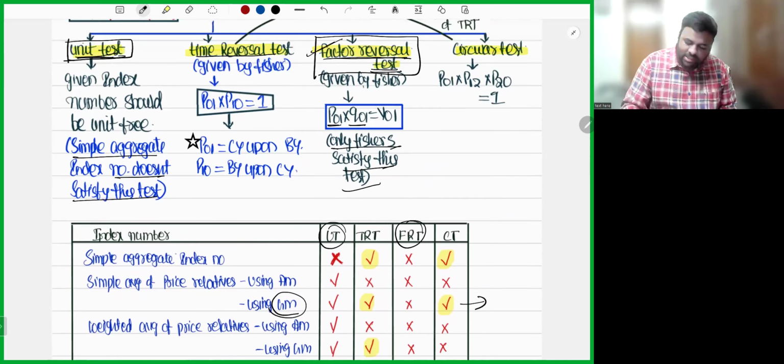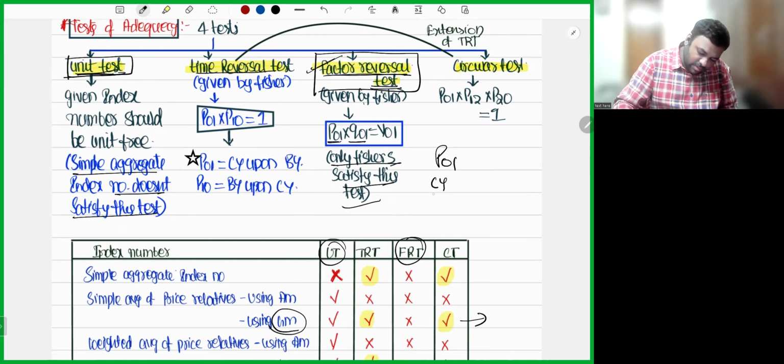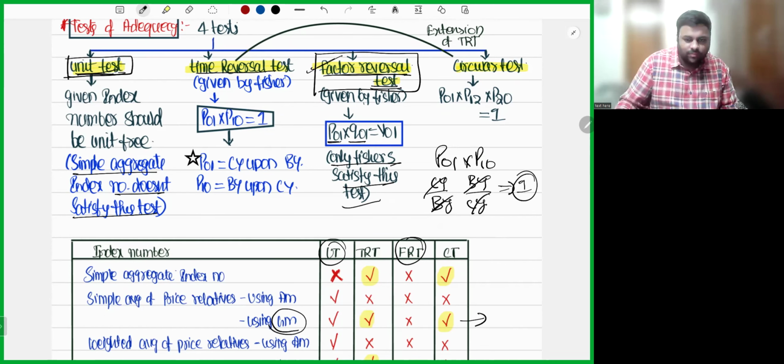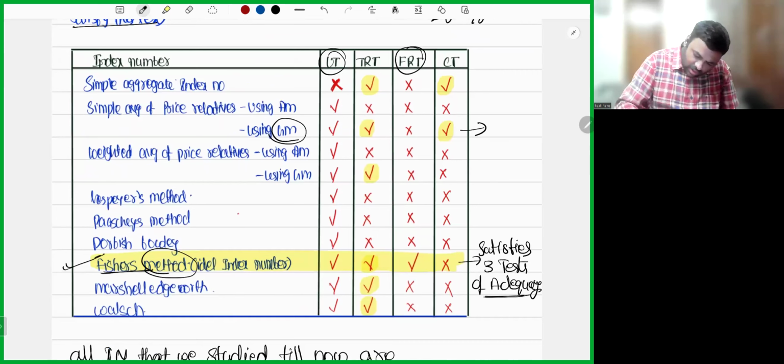Now what is time reversal test? You are doing time travel. If you do P01 into P10, you have to get 1. P01 is current year by base year. P10 is base year upon current year. Both will get cancelled. You will be left with 1. And then you will say that time reversal test is satisfied. You know who will satisfy this time reversal test? Simple aggregate index number will satisfy.